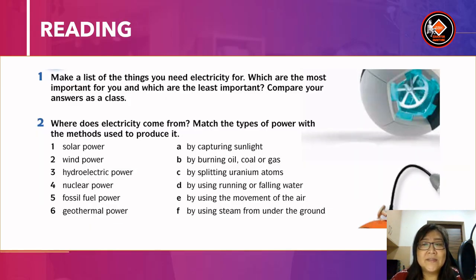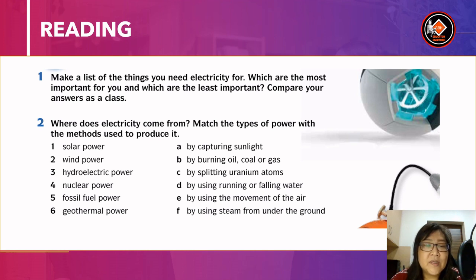Yes, students, let's move on to the next lesson, which is reading. First, make a list of things you need electricity for. Which are the most important for you and which are the least important? Compare your answers as a class. For the task that you have to do here, you can discuss it with your friends. And let's look at number 2. Where does electricity come from? Match the types of power with the methods used to produce it.